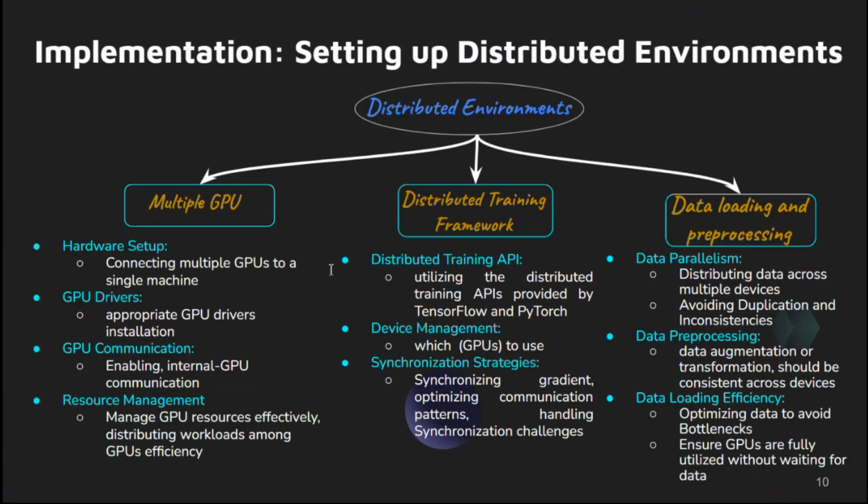Now, ready for the nitty-gritty of implementation. I mean to say that we are moving towards the implementation part. Let's talk about setting up for distributed training. We are talking about multiple GPUs on a single machine, nifty GPU drivers to make everything run smoothly, and enabling them to perform internal GPU communication. Then we have managing resources, making sure GPUs are fully utilized. It's like throwing a party and making sure everyone is having a blast. And we are not forgetting about those distributed environments. It's all about teamwork, even on the hardware front, which includes data parallelism, data preprocessing, and data loading efficiency as well.